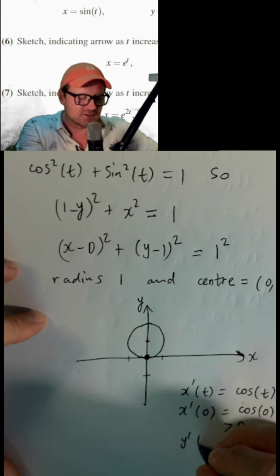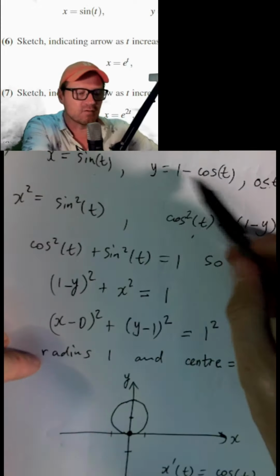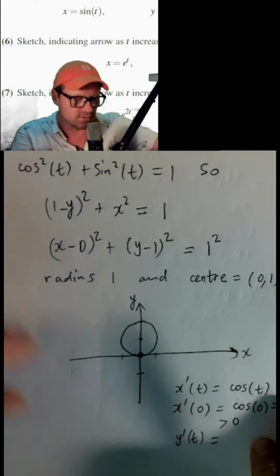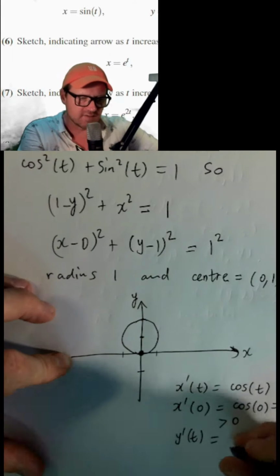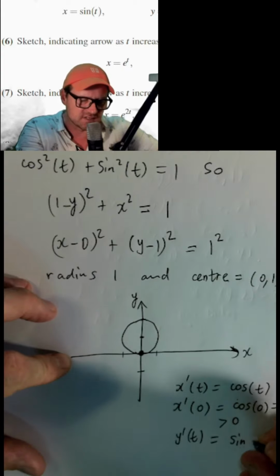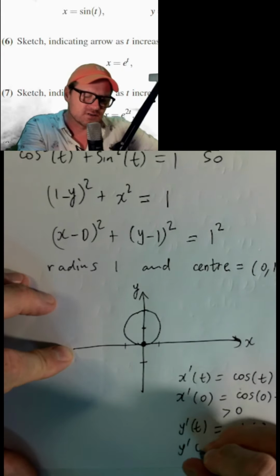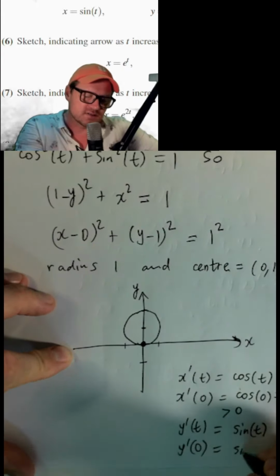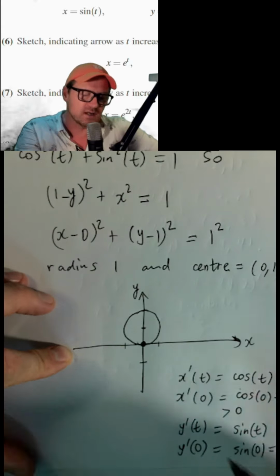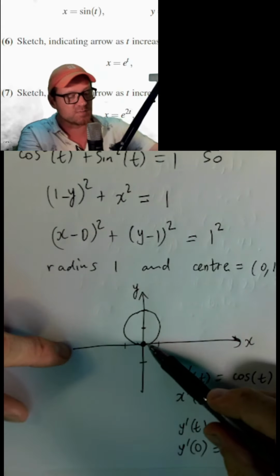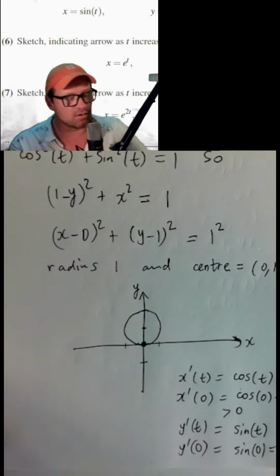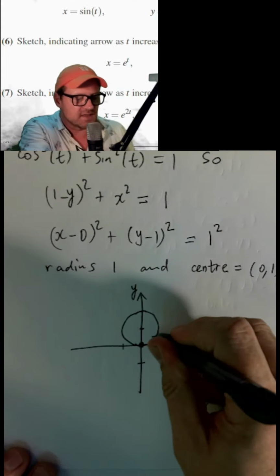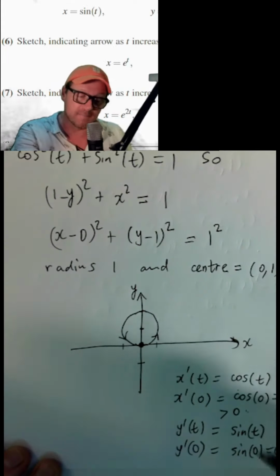So y dash of t is the derivative of 1 minus cos of t. So the derivative of cos of t is minus sine of t. So we have minus minus sine of t, which is sine of t. And so y dash of 0 is sine of 0, which is 0. Now I said that was supposed to be positive, but it's exactly 0 at this point. Okay, and so from this we determine that it's going counterclockwise, mainly from this one.